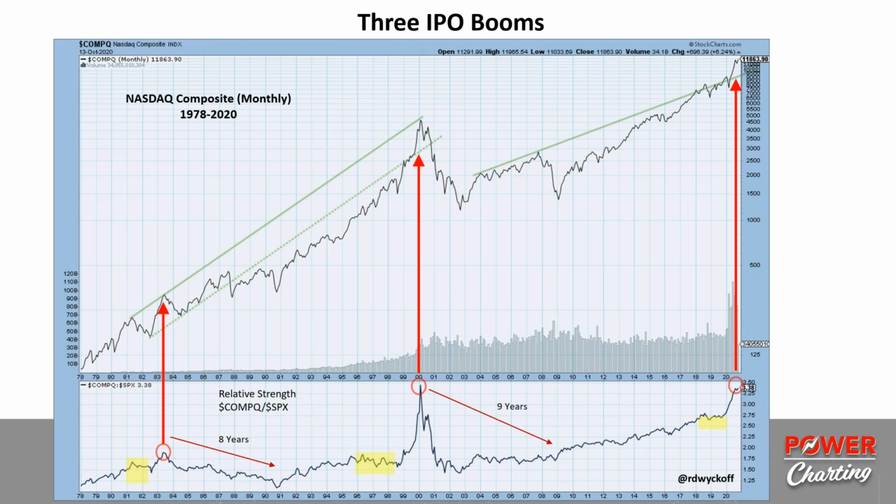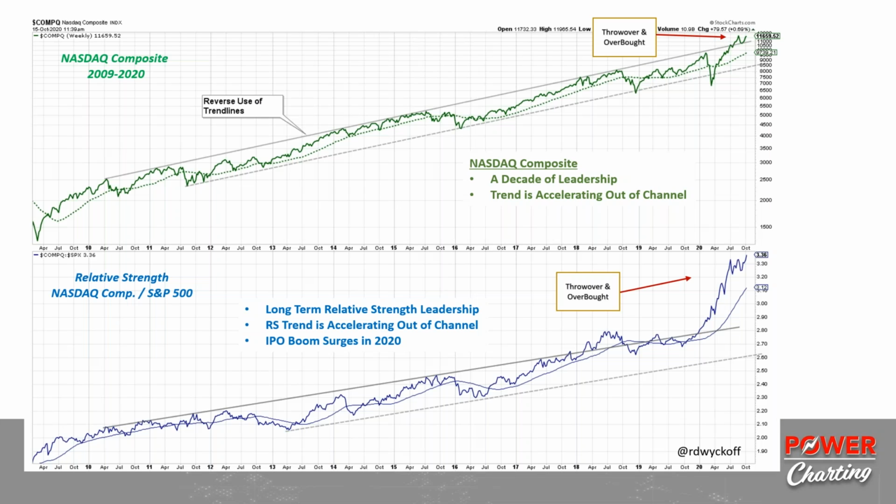All right, great. Well, let's go to another chart that also kind of shows the same relationship between Nasdaq and S&P, and we could roughly say, growth and value. So, Bruce, looking at 2020, growth definitely was outperforming, and looking at the actual Nasdaq composite, you're showing here that we are in a throwover and overbought condition. So how do you interpret that?